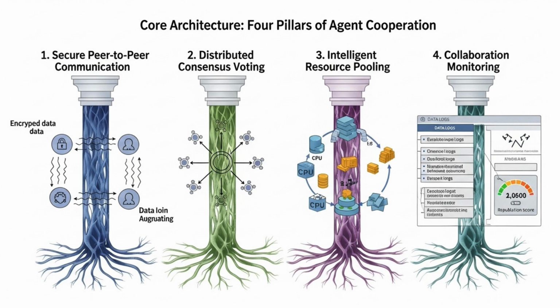Second is distributed consensus voting. When agents need to make group decisions, they use a voting protocol, much like how blockchain networks agree on transactions. If, say, 3 out of 5 agents agree on a solution, it becomes the accepted answer, preventing any single agent from making a bad decision.